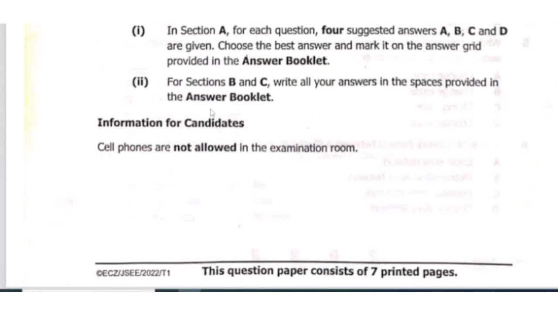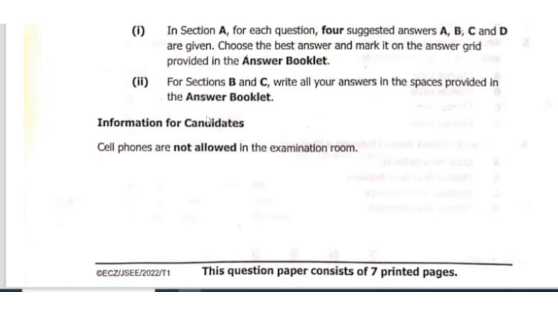Okay, so that means section B will come with the answer spaces. You write your answers in section B. You get a pen and write your answers. There is nothing like marking A or B. You write your answers. Okay.